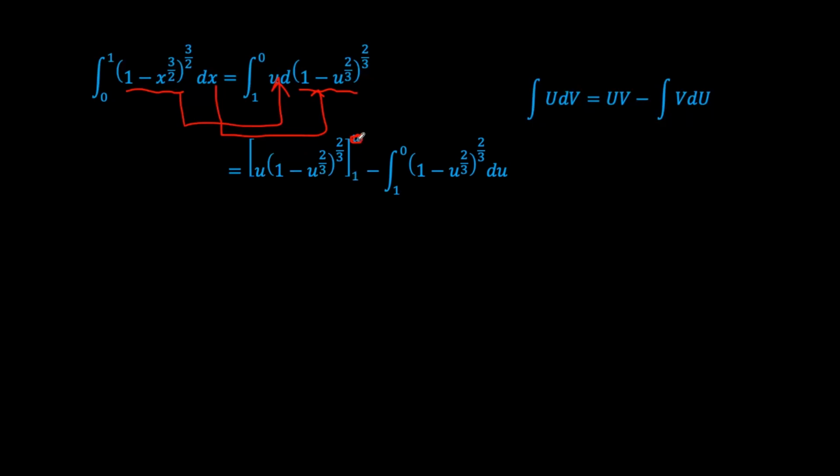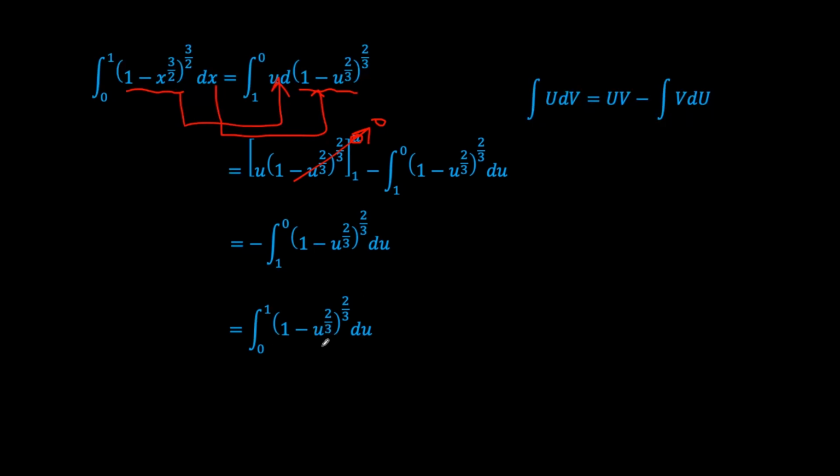So when u is 0, this entire thing goes to 0 because this u is 0. When u is 1, 1 minus 1 is 0. So this entire thing is going to 0, so this entire expression is 0. And now we are left with negative the integral from u equals 1 to 0 of (1 minus u to the power 2 over 3) all to the power 2 over 3. Because of this negative sign, we can flip the limits. So now we have the integral from u equals 0 to 1 of (1 minus u to the power 2 over 3) all to the power 2 over 3.